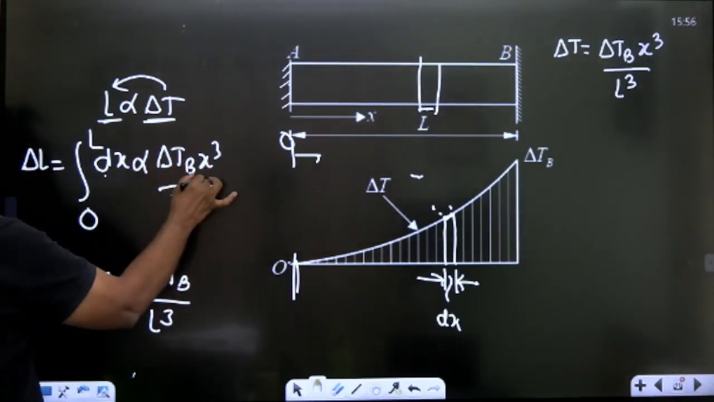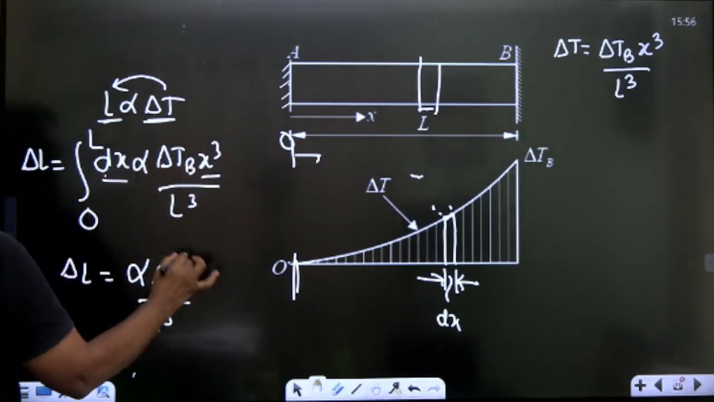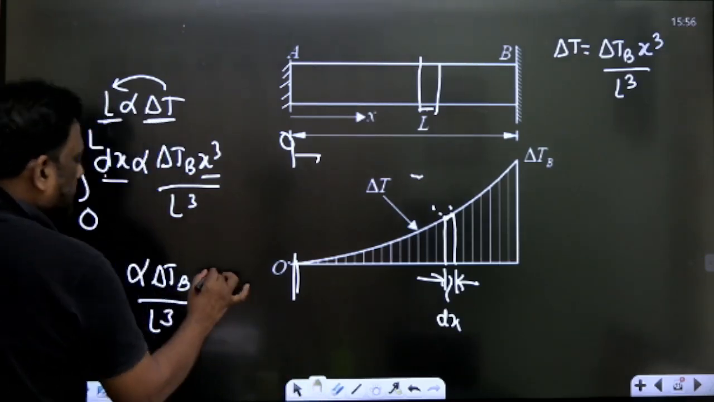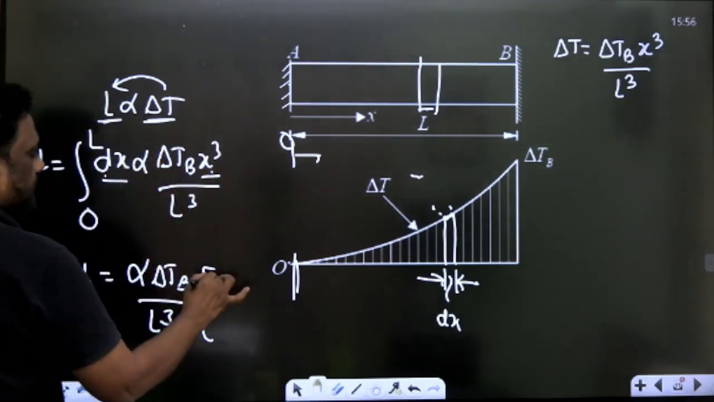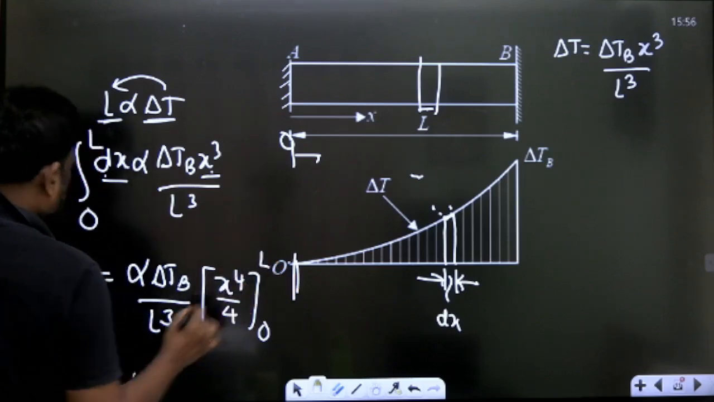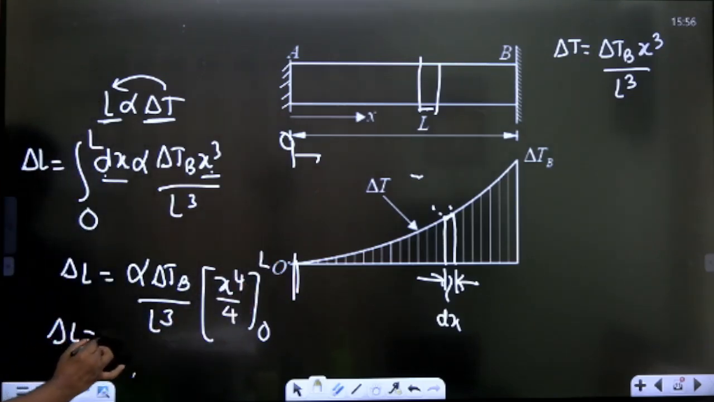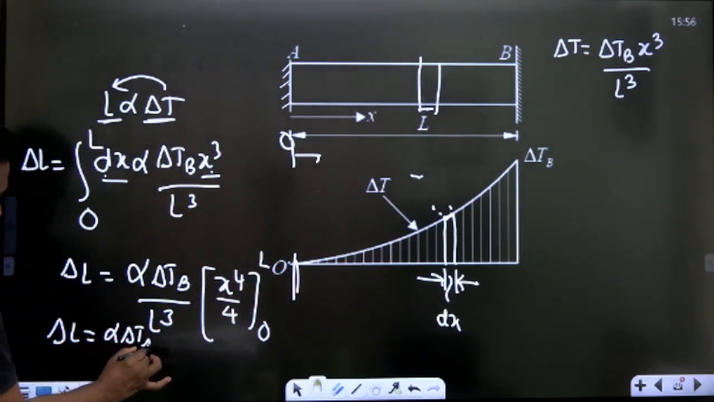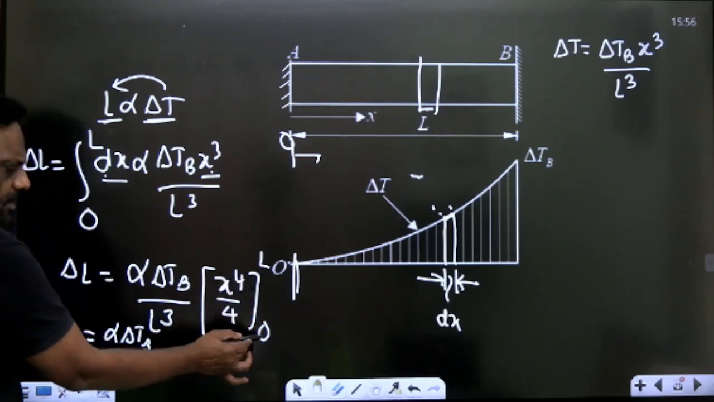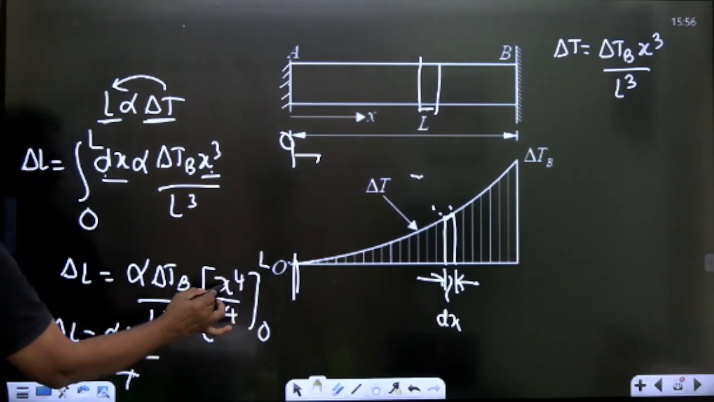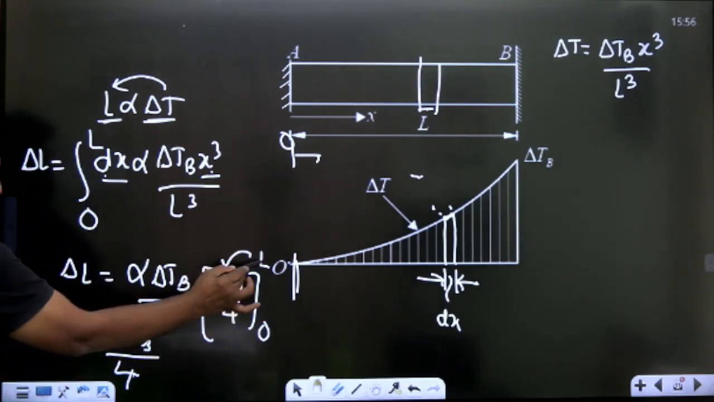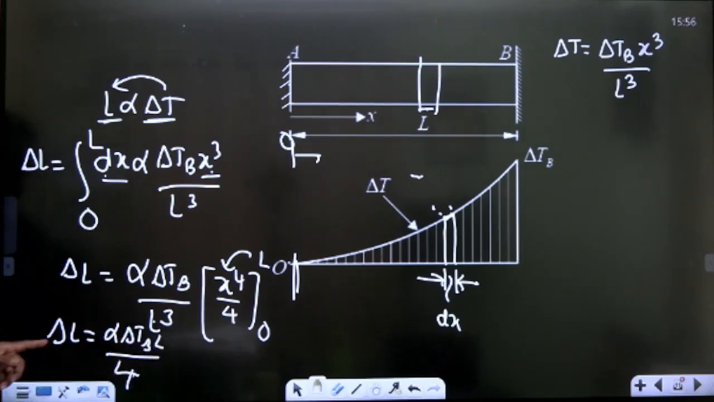Now integration of x cube dx. What is x cube dx? x power 4 by 4. Integration of x cube dx is x power 4 by 4, and it is from 0 to L. So therefore delta L will be equal to alpha delta tb by 4. Okay sir, here look at the upper limit and lower limit. Lower limit is 0, leave it. Upper limit L power 4. So L power 4 by L cube will be L.